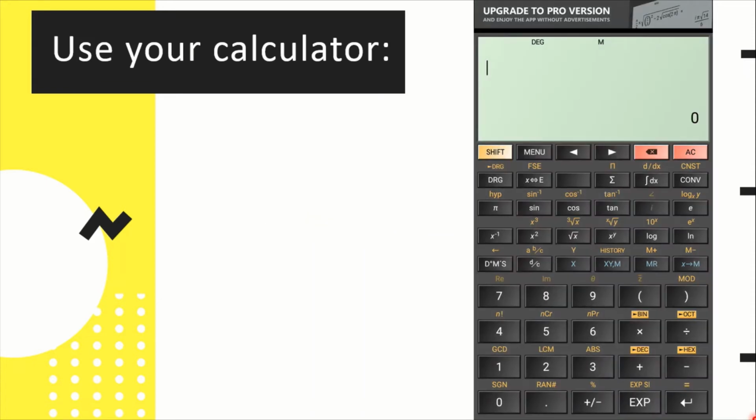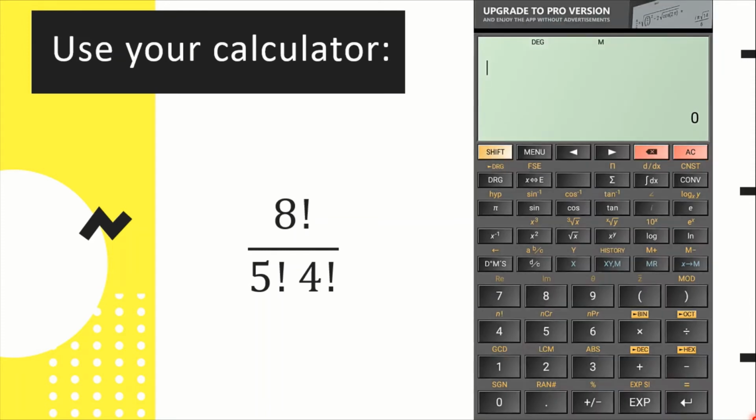Lastly, let's have 8 factorial over 5 factorial times 4 factorial. So, let's have 8, shift, factorial, divided by, so since dalawa na itong nandito natin sa ibaba natin, no? 5 factorial, 4 factorial, huwag niyong kakalimutan lagyan ng open and close parenthesis. So, we have 5 factorial times 4 factorial, then equals. So, the answer is 14.